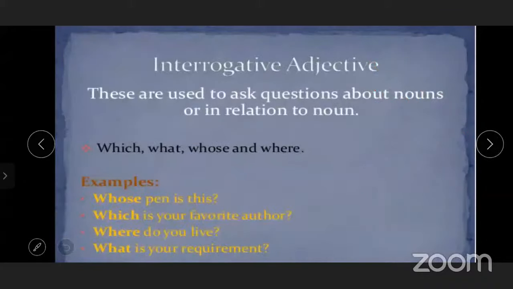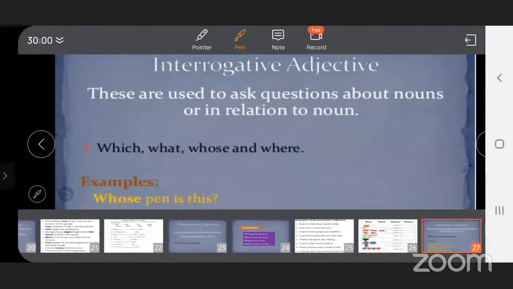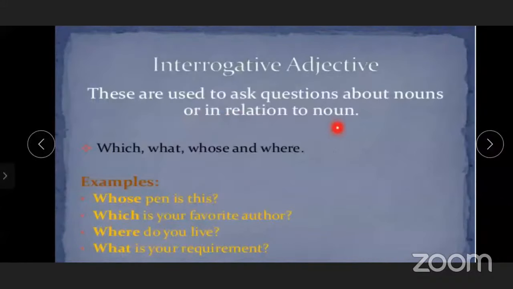Now we'll move to the next, interrogative adjectives. What are interrogative adjectives? These are used to ask questions about nouns or in relation to nouns. Interrogative adjectives modify the noun and ask questions too. They are used with nouns to ask questions with words such as which, what, whose, and where.